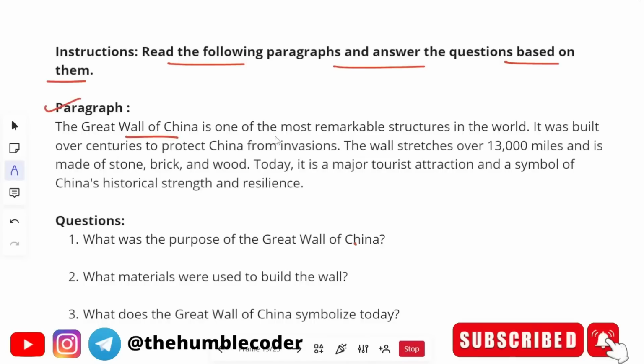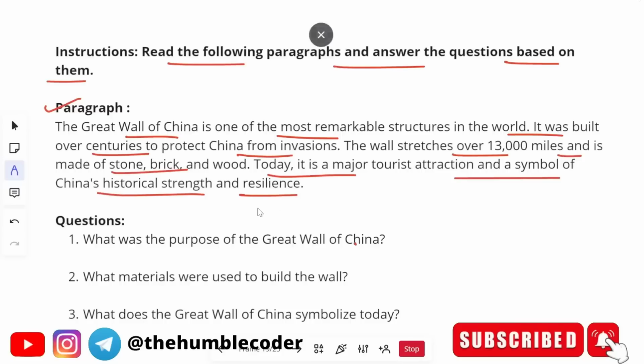The Great Wall of China is one of the most remarkable structures in the world. It was built over centuries to protect China from invasions. The wall stretches over 13,000 miles and is made of stone, brick, and wood. Today, it is a major tourist attraction and a symbol of China's historical strength and resilience.